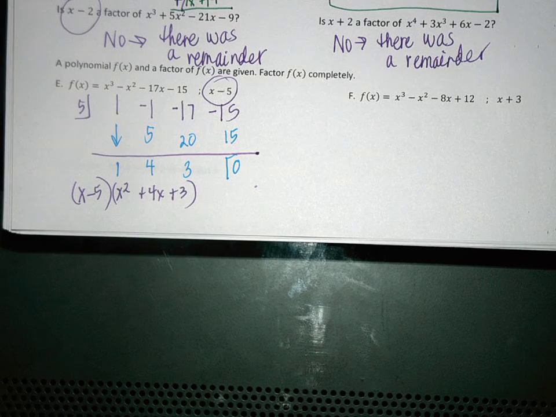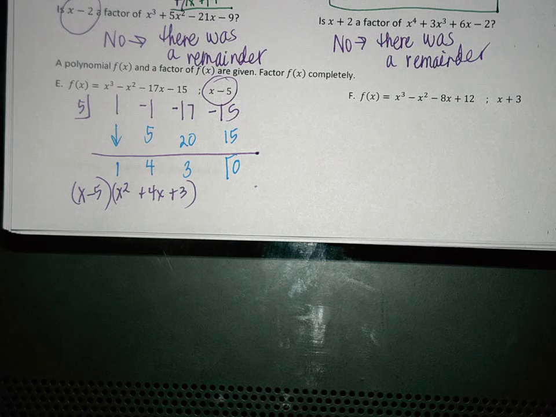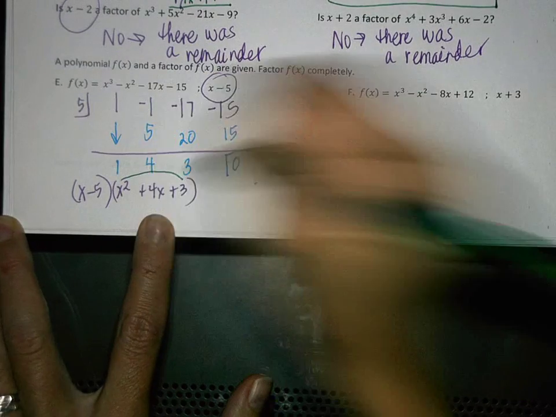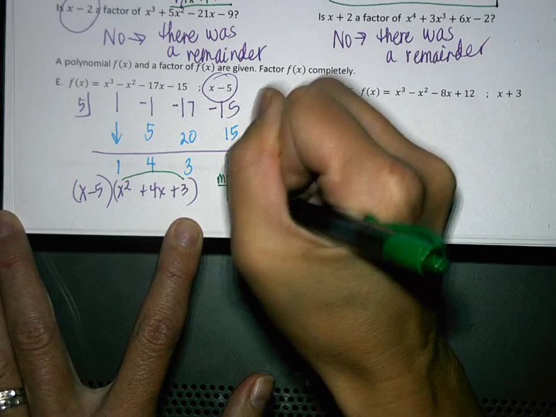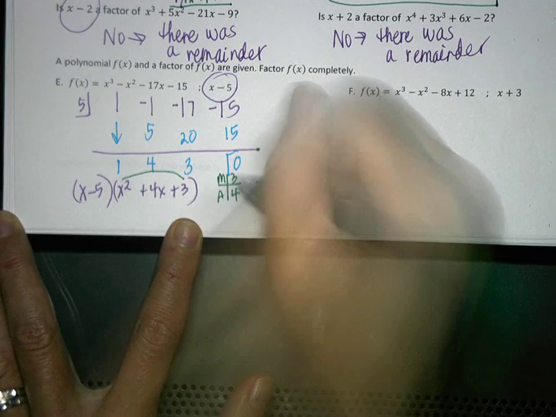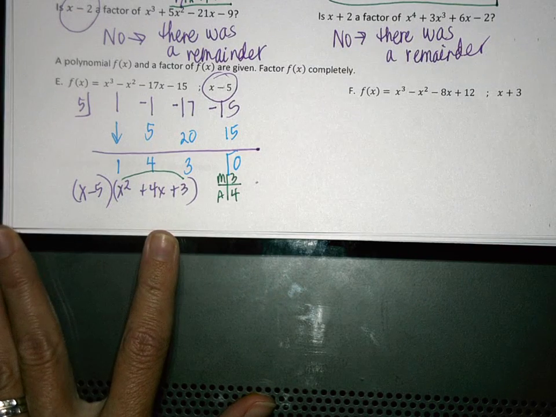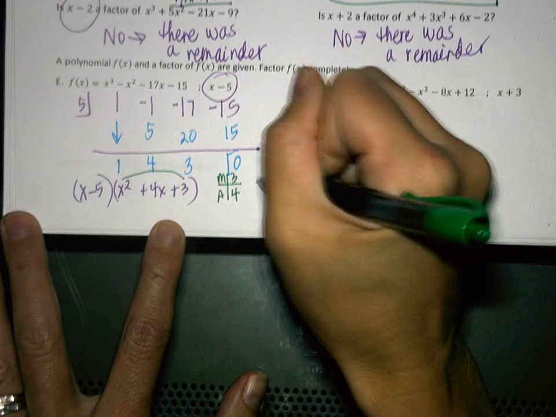Can this be factored further? How do we check? It's 3 terms. How do we factor trinomials? Okay, my multiplication number is 3. My adding number is 4. What numbers multiply to be 3 and add to be 4? Good. Positive 1 and positive 3.